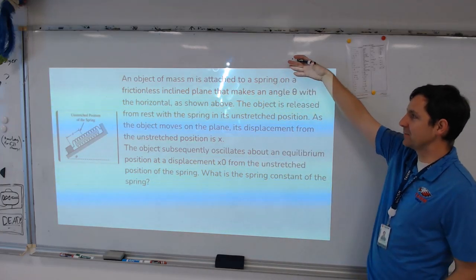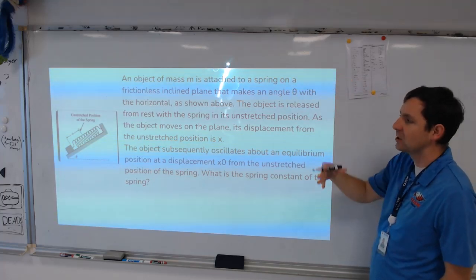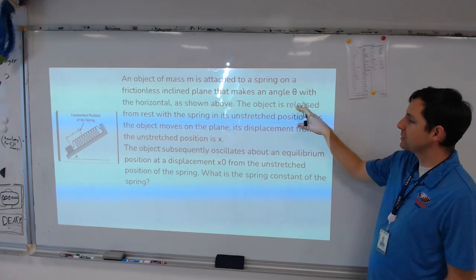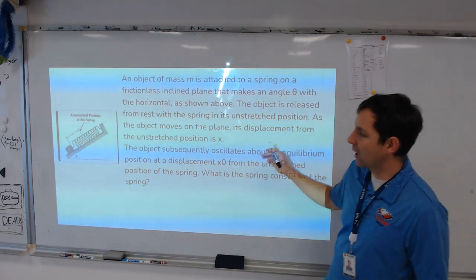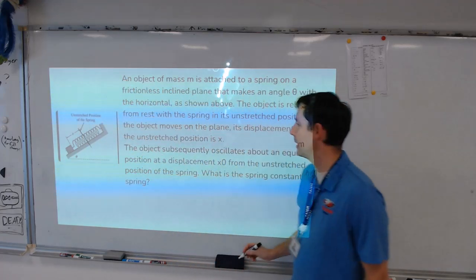An object of mass m is attached to a spring on a frictionless inclined plane that makes an angle theta with the horizontal as shown above. So we've got the theta, we've got the inclined plane, the ramp. The object is released from rest with the spring in its unstretched position. Okay, so unstretched is right there. That's the unstretched position.